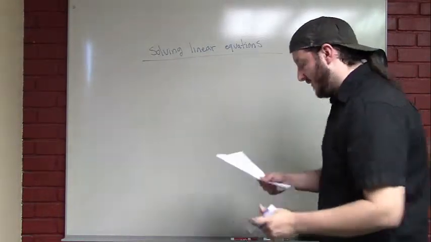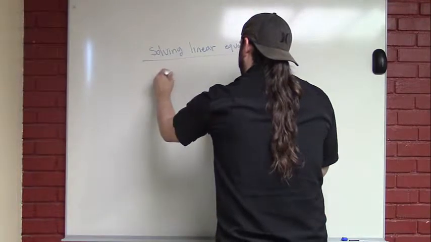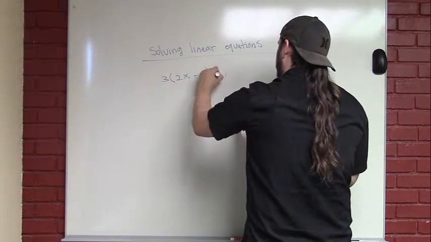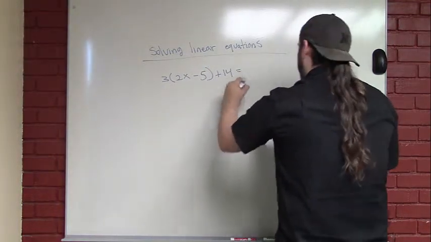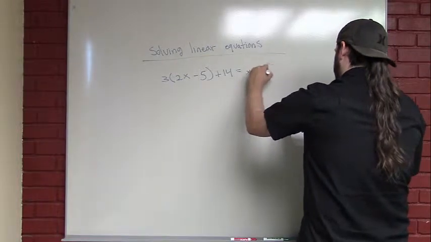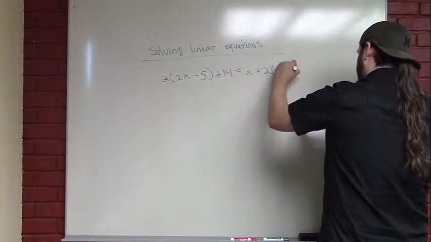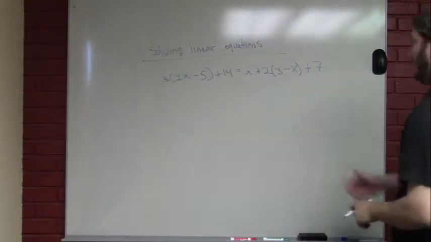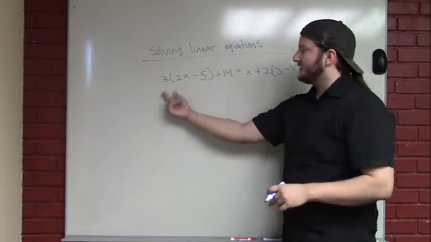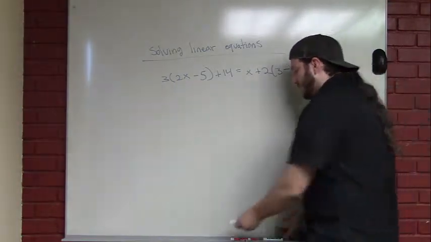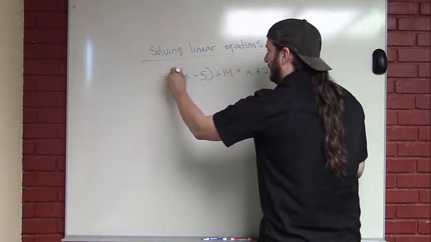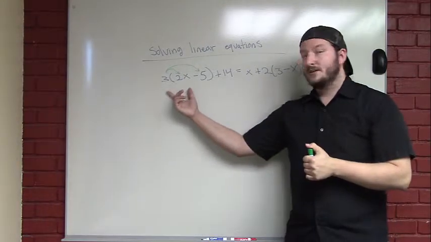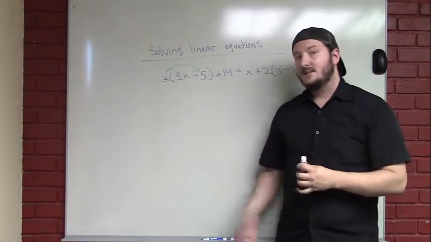All right. So now we got 3 times (2x minus 5) plus 14 equals x plus 2 times (3 minus x) plus 7, okay? Now, when you get these things right here with these parentheses and you got a number out front, what you got to do is you're going to have to distribute that. And I spoke about distributing numbers in a previous video in case that doesn't make too much sense.